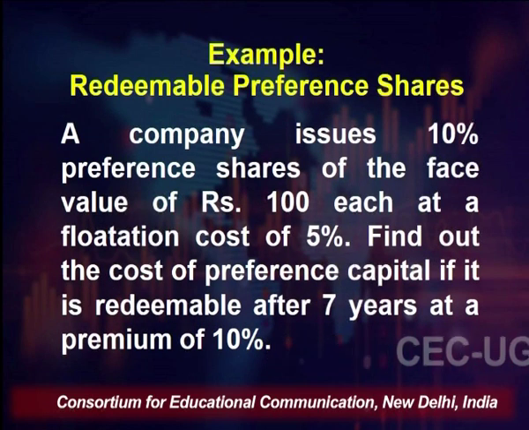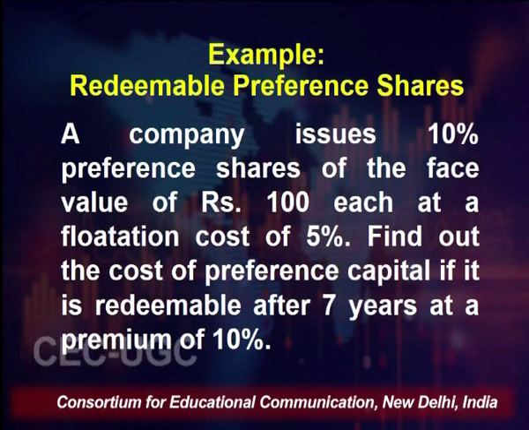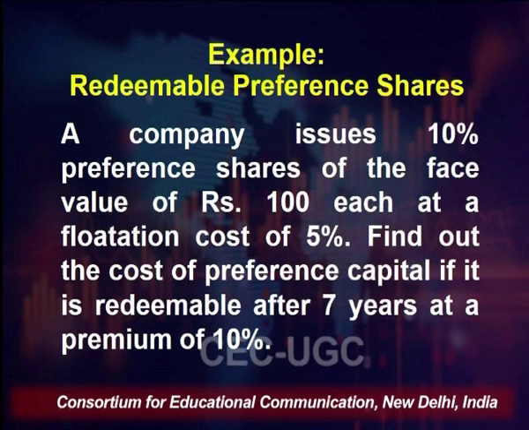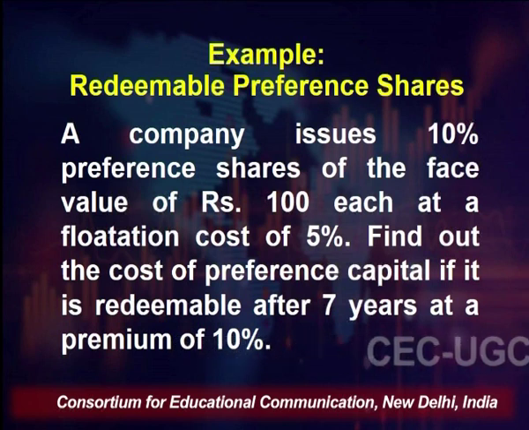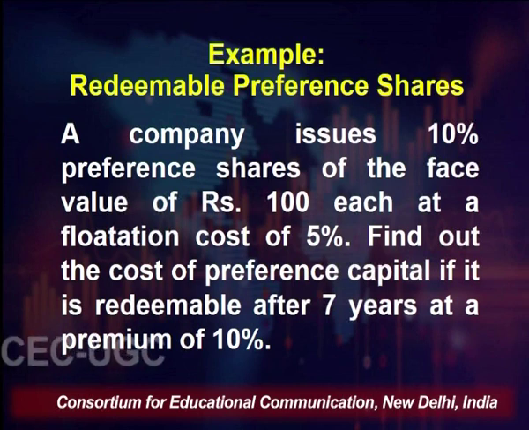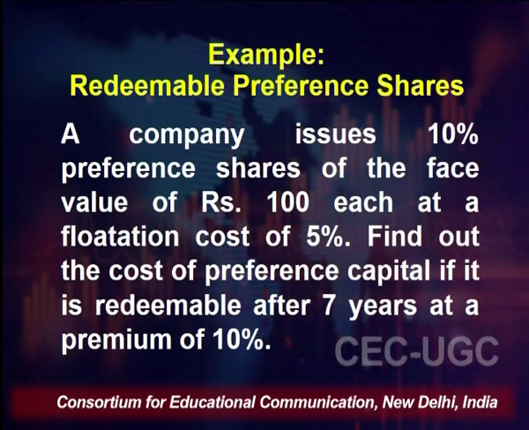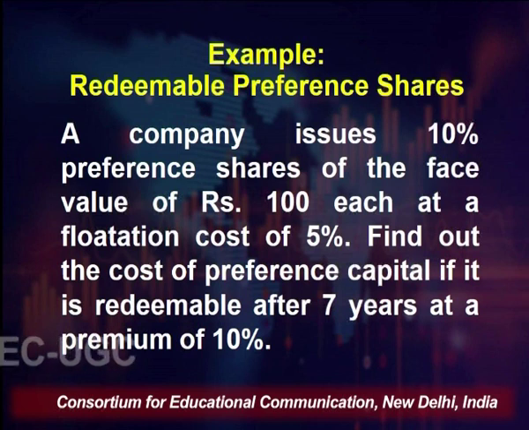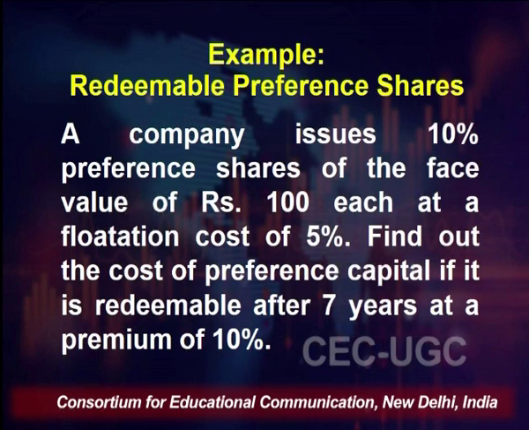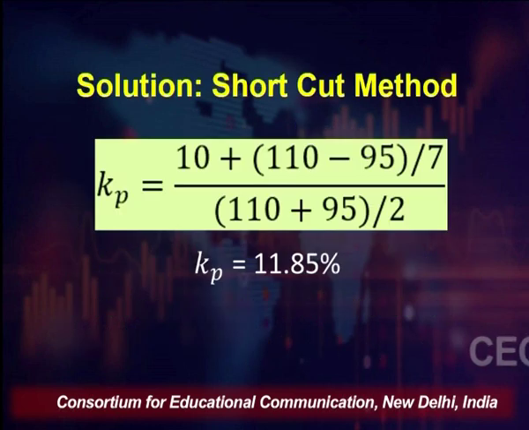Okay. Now, let us also discuss one example of redeemable preference shares. That was the case of irredeemable preference shares. Now, when the preference shares are redeemable, this company issues 10% preference shares of face value of rupees 100, okay, and the flotation cost is 5%. We need to find out the cost of preference capital if it is redeemable after 7 years at a premium of 10%. Okay. We will put the values in our shortcut formula.